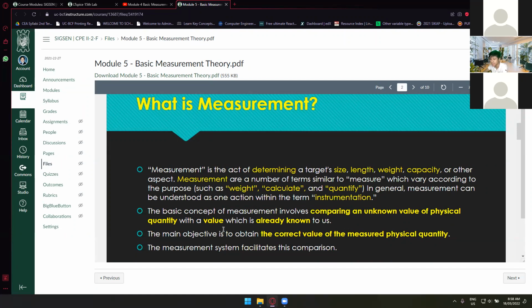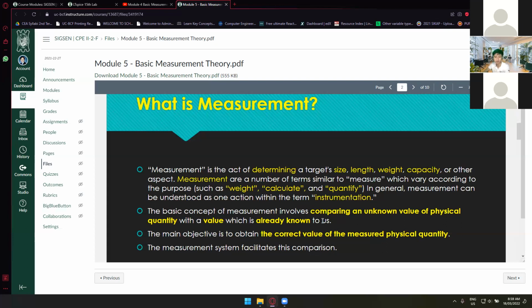Okay, and then the main objective is to obtain the correct value of the measured physical quantity, and the measurement system facilitates this comparison. Of course, before measuring, you have to know what you're comparing, and then you have to assess what you're comparing, for you to be able to determine what it really is. Are you measuring water, a size, a length, and so on and so forth. And of course, you have to compare that one with an actual output.